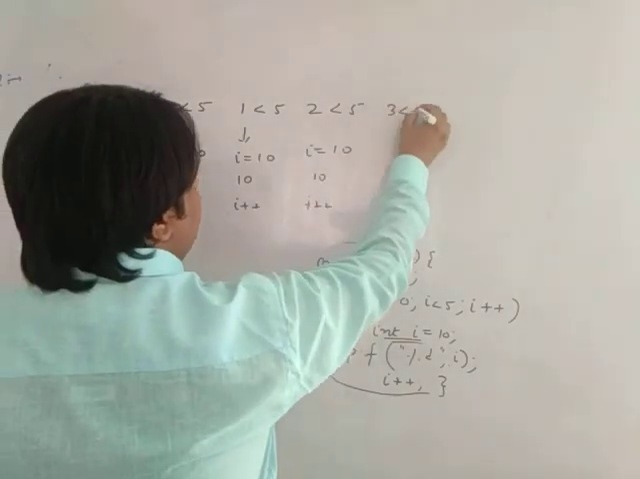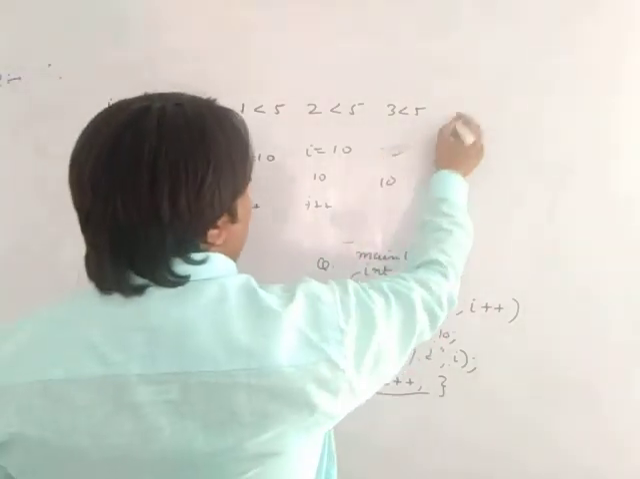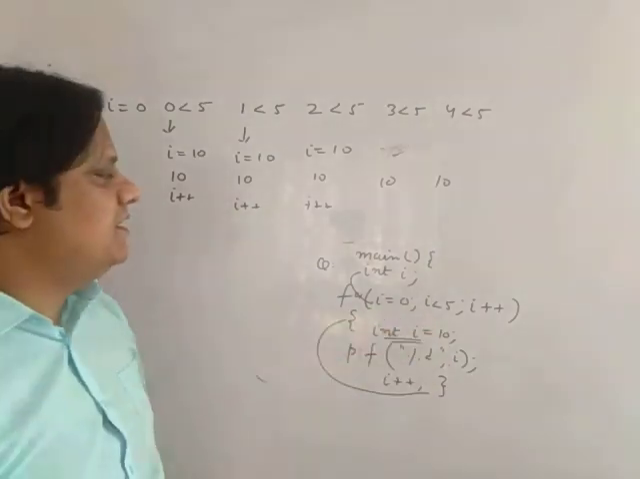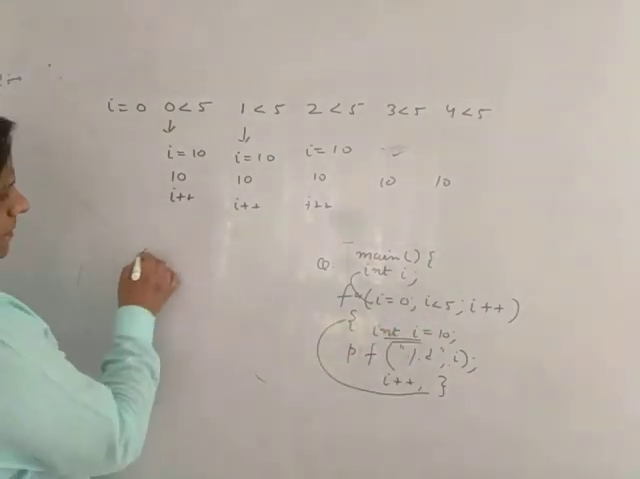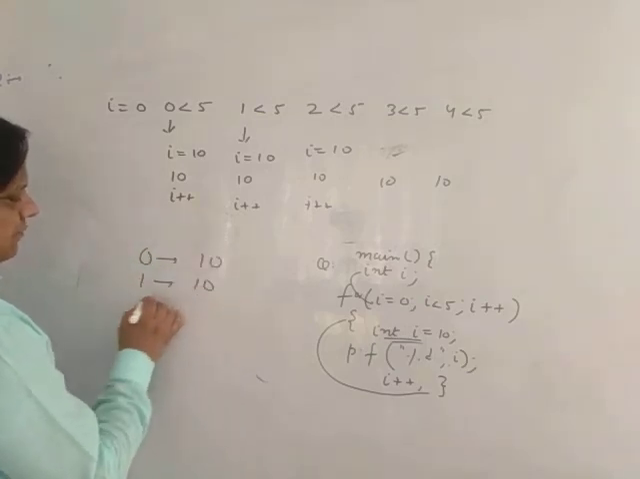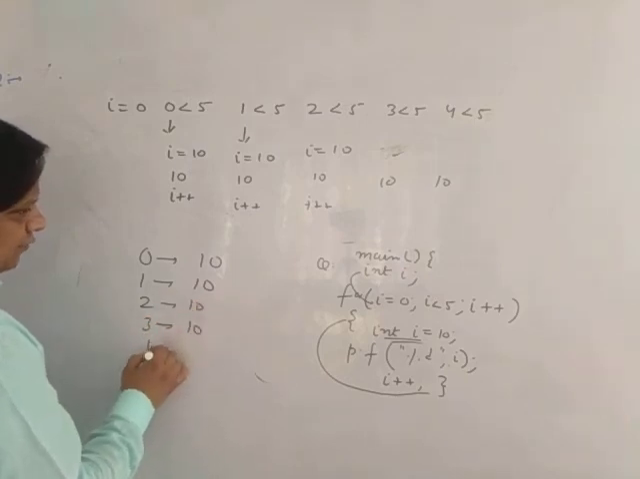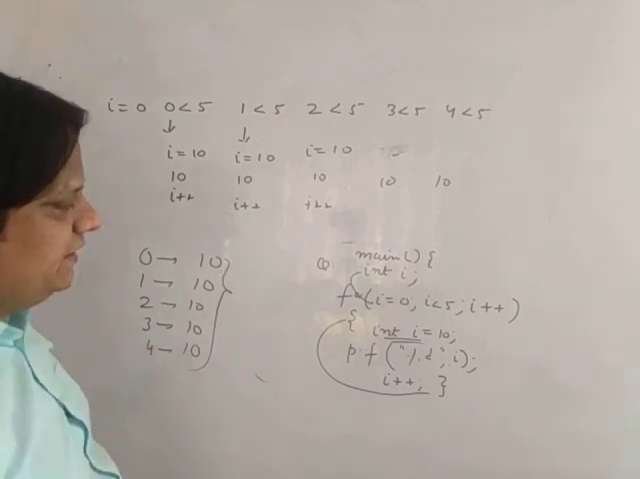Fir 3 less than 5, again it will print one more 10. For 4 less than 5 it is printing one more 10. Right? For 5 less than 5 the condition is false and it will come out of loop. So answer is, for 0 it is printing 10. For 1 it is printing one more 10, for 2 it is printing 10, for 3 it is printing 10, and when 4 less than 5 it is printing 10. So it will print 5 times 10.